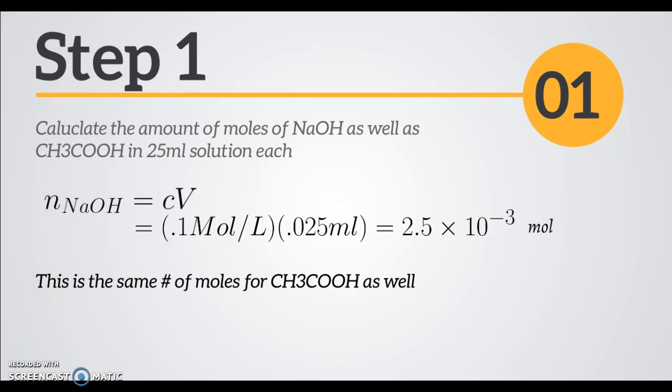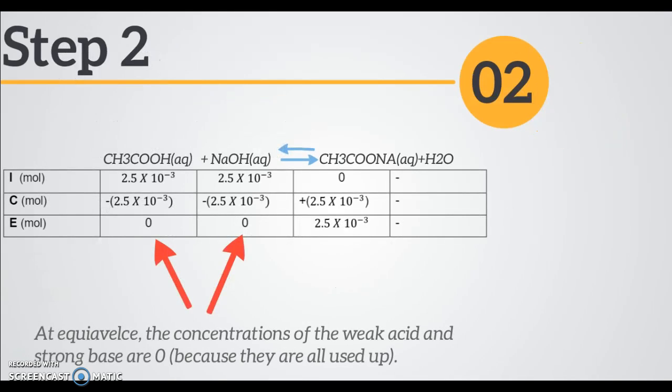Our first step is to calculate the amount of moles of sodium hydroxide as well as acetic acid in 25 mL solution each. Both values will be the same, as both the concentrations and the volumes are the same. Our second step is to put all of the information into an ICE table, and over here you can see that at equivalence point, both the acetic acid and sodium hydroxide were fully used up, and the salt now has a mole of 2.5 times 10 to the power of negative 3.